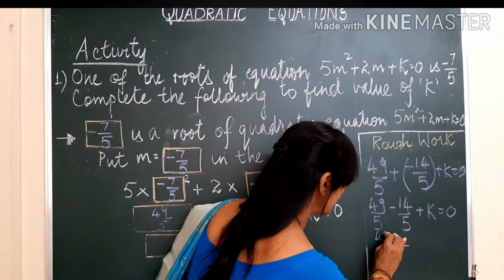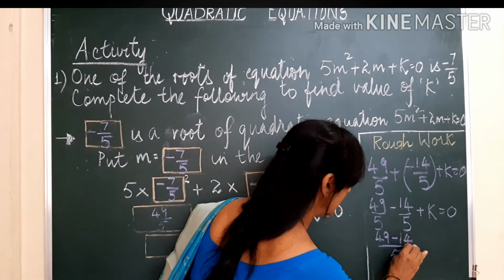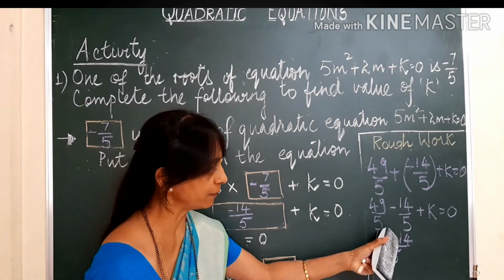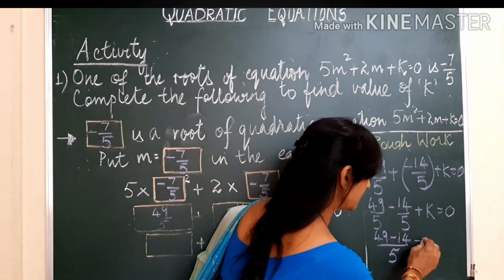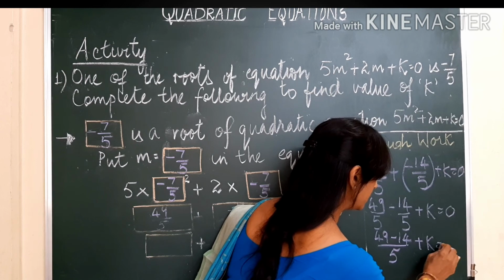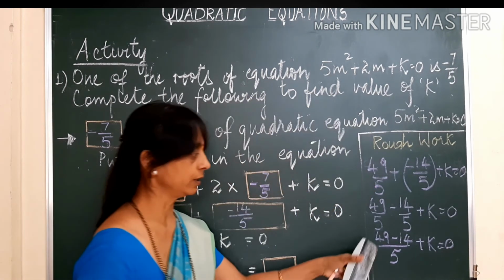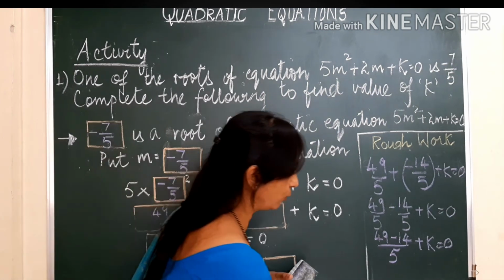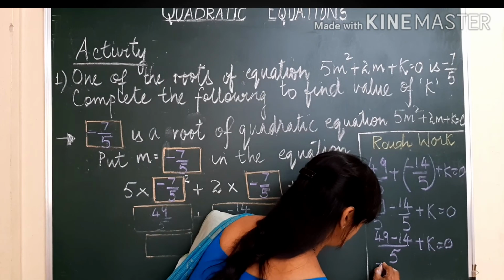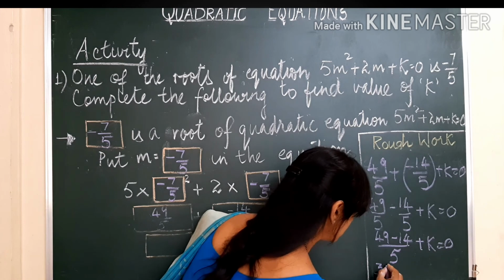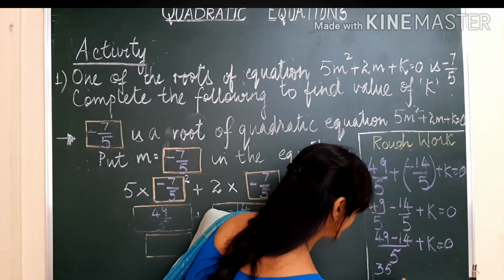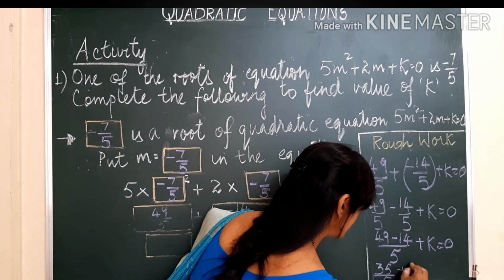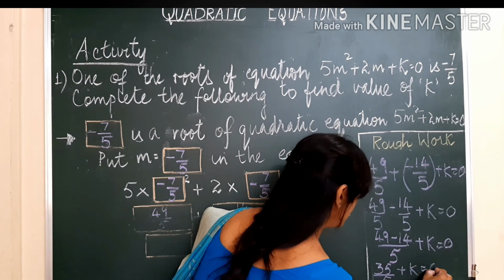Numerators as it is, 49 minus 14. If you had a plus sign, you would have inserted a plus sign. But as you have a minus, write it with a minus. Plus k, which is equal to 0. Now children, look at the numerator. 49 minus 14. What are you left with? You are left with 35 upon 5 plus k, which is equal to 0.